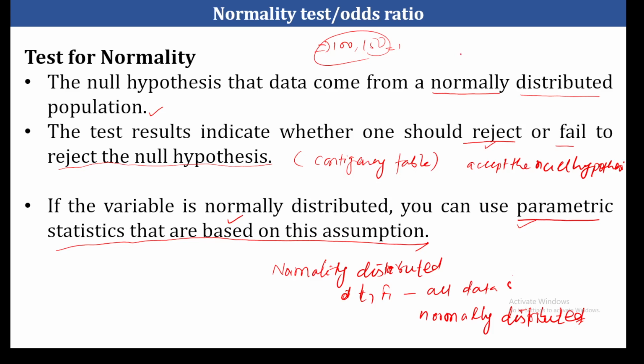Okay. So then null hypothesis: the data comes from a normally distributed population. The test result indicates whether one should reject or fail to reject the null hypothesis. Then we have to go based upon the null hypothesis only. So if the variable is normally distributed, you can use the parametric tests that are based on this assumption.